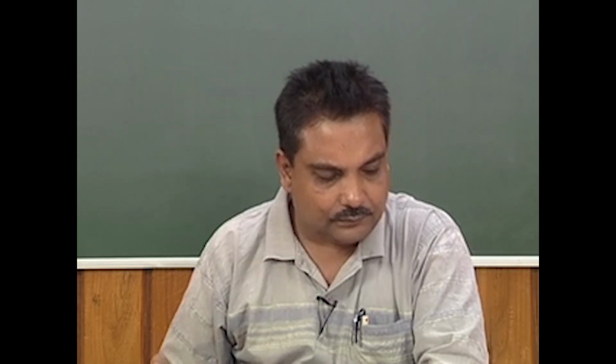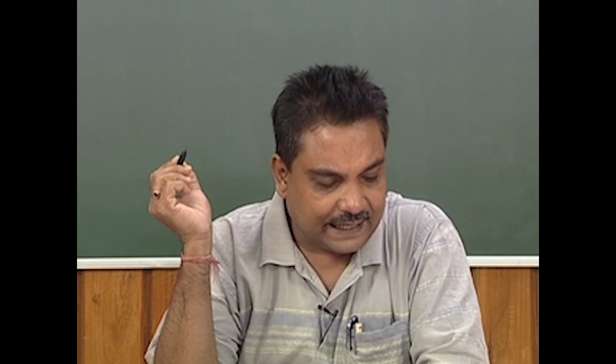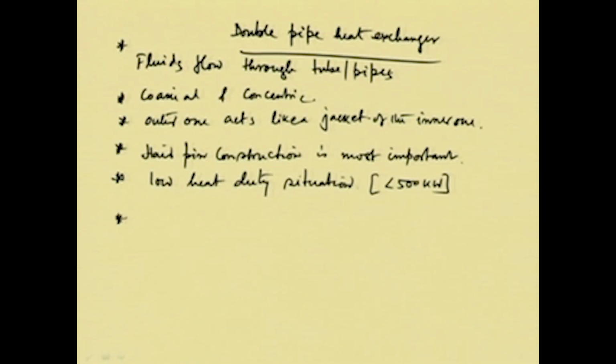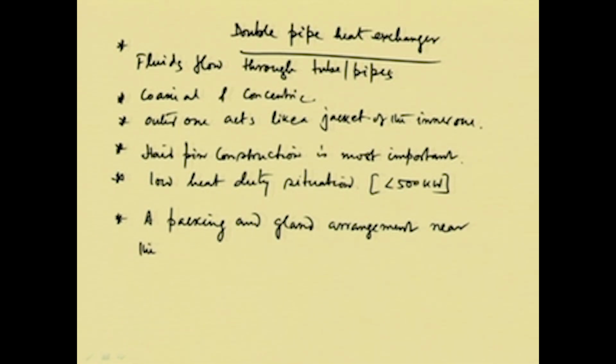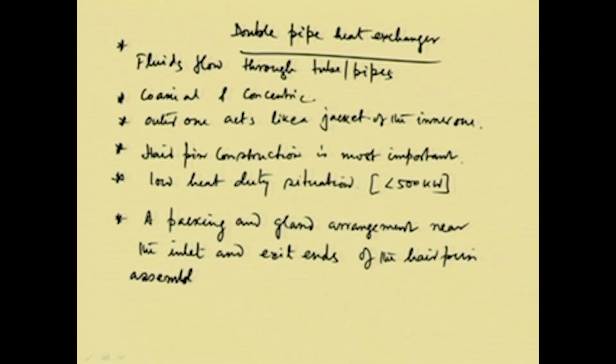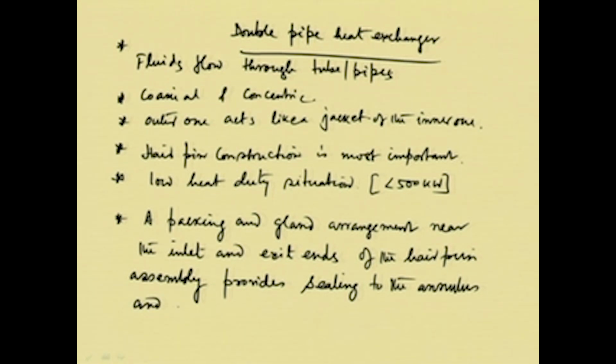And then a packing and gland arrangement near the inlet and exit ends of the hairpin assembly provides sealing to the annulus and supports the inner pipe.